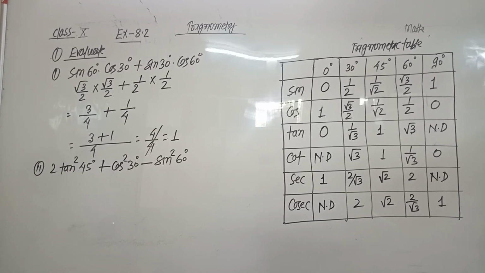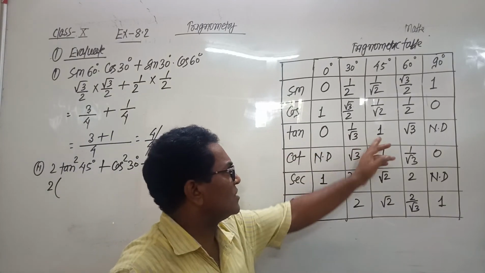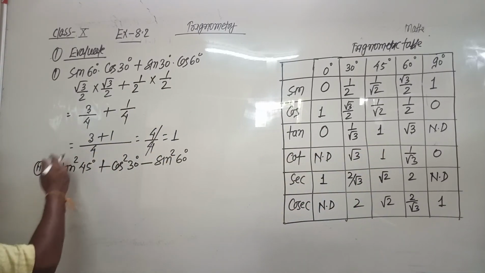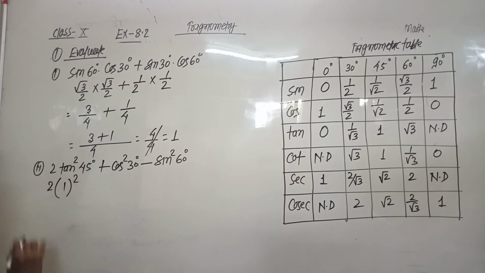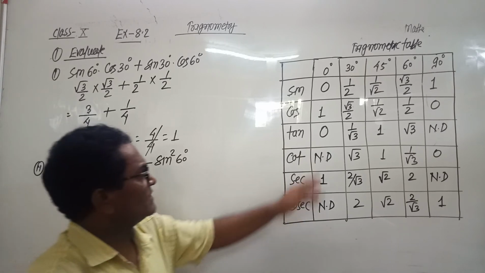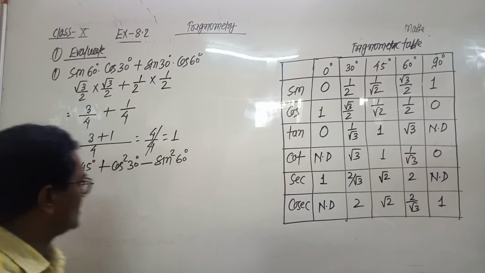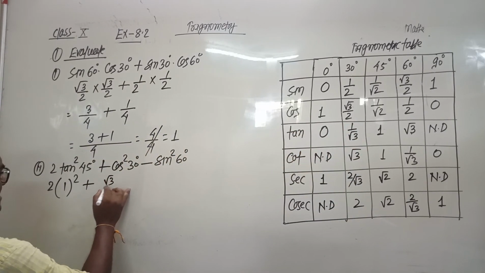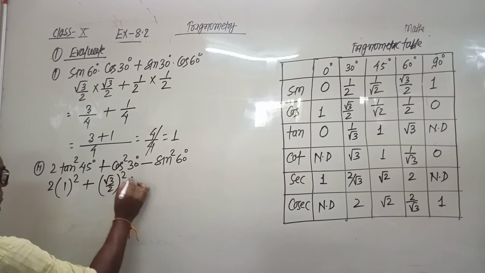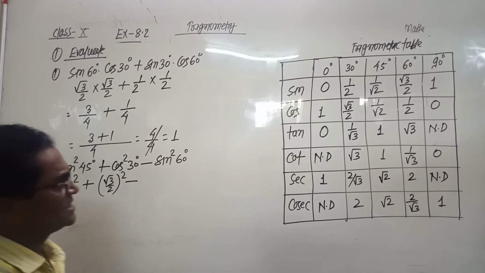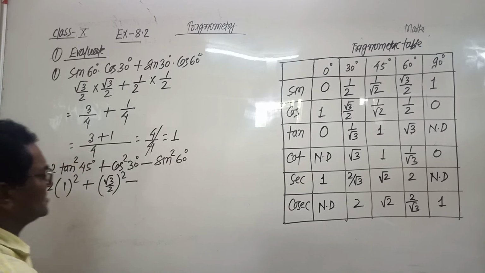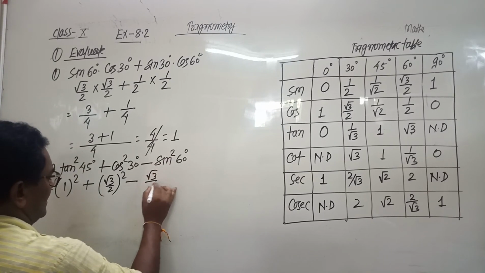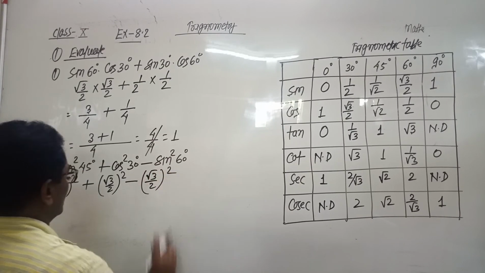So put the value 2 as it is, and tan square 45 degree. The value of tan 45 is 1 and there is the square. So make the square of 1, plus cos square 30 degree. The value of cos 30 is root 3 by 2, so make it a square, root 3 by 2 the whole square, minus sine square 60 degree. The value of sine 60 is root 3 by 2, and make it a square.